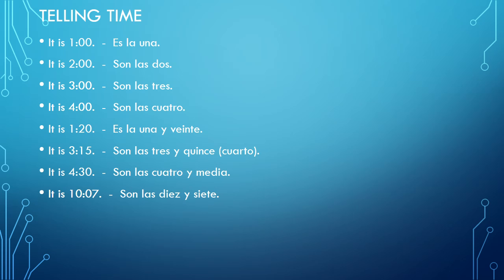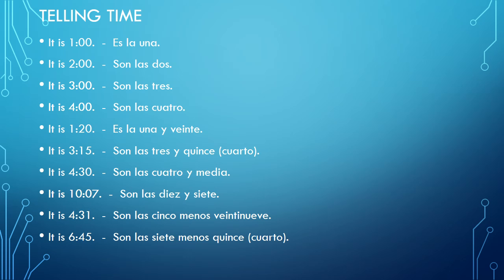But after that, we have to do a little bit of math, so it gets a little bit more complicated. So from 31 past the hour to 59 past the hour, we jump up to the next hour and we say minus however many minutes it is. So it is 4:31. You say son las 5 menos 29. It's 5 minus 29. It's 29 minutes to 5. So it's like now at 4:31, it's closer to 5 o'clock than it is to 4 o'clock. So they jump up to 5 and subtract. So you're going to have to get used to subtracting minutes.